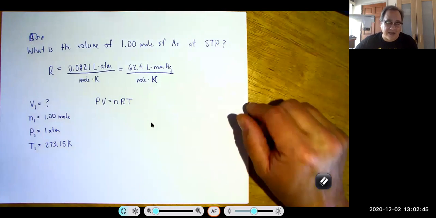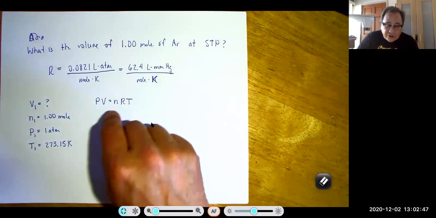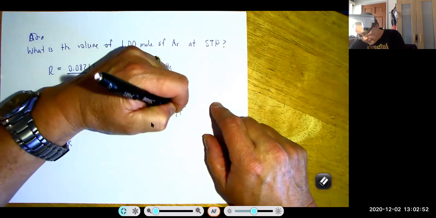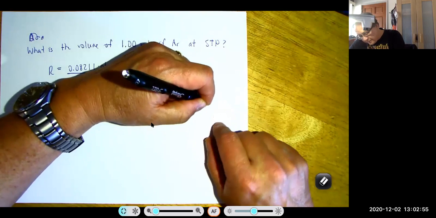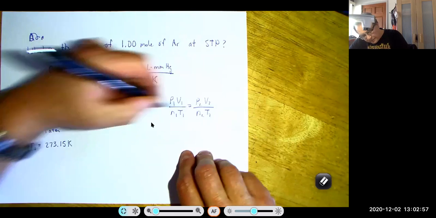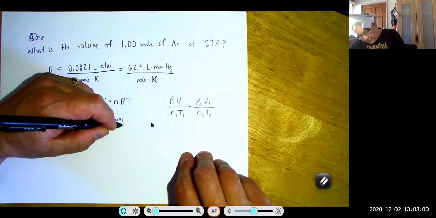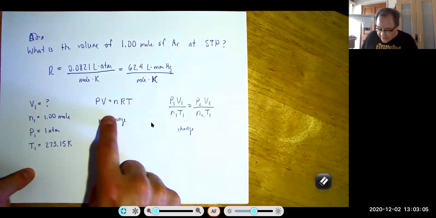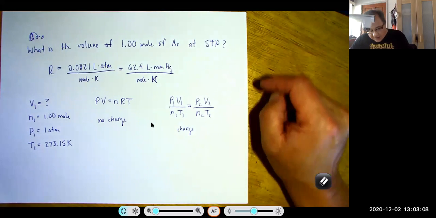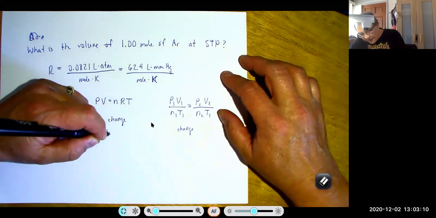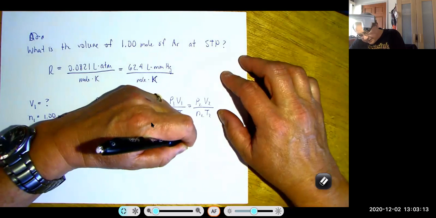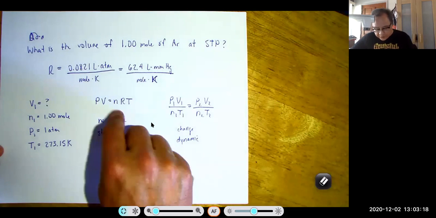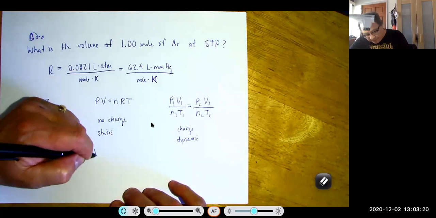We want to use the ideal gas law. So when there's no change, you use this guy. When there's a change, you use this guy. So I call this a static problem, and I call this a dynamic. So dynamic, something's moving. Static, no change. So we want to use this one, and we're solving for volume.